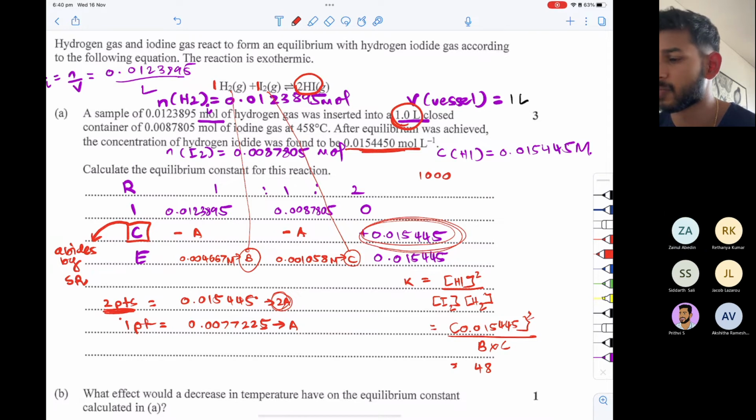Britannia, how many sig figs in 1,000? 4. In maths, we say it's 1, 2, 3, or 4 because we don't know if they rounded it off from 1,001, which means those digits are significant and this 0 isn't, or if they rounded off from 999, in which it's only accurate to 1 sig fig, right? So in chemistry, we assume the worst case. So we just say 1,000 is 1 sig fig.